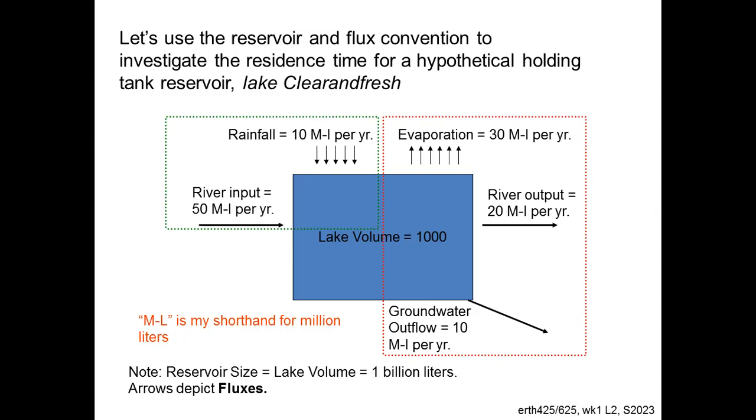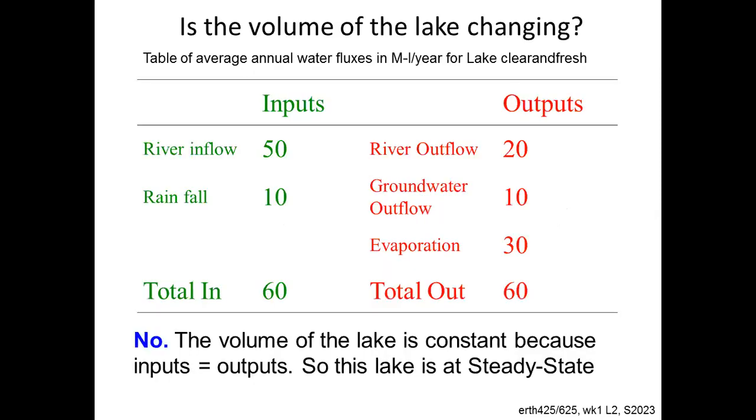These are in units of M-L, which is my shorthand for millions of liters. So these are smaller units than we've seen in some of the other tables because we're talking about a lake and I wanted it to be simple. So we've got a lake volume, we've got river and rainfall inputs, we've got evaporation, river output, and groundwater output for the exit fluxes. So we can add up each of those fluxes, which are done here on this table. And you can see here that in both ways, the flux in and the flux out is 60 million liters per year. So the volume of the lake is not changing, it's constant.